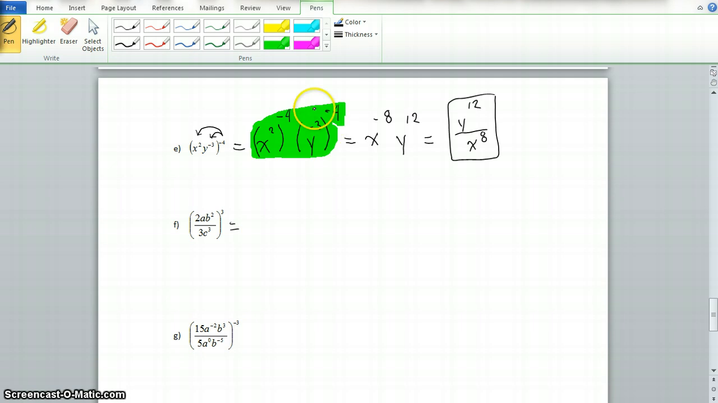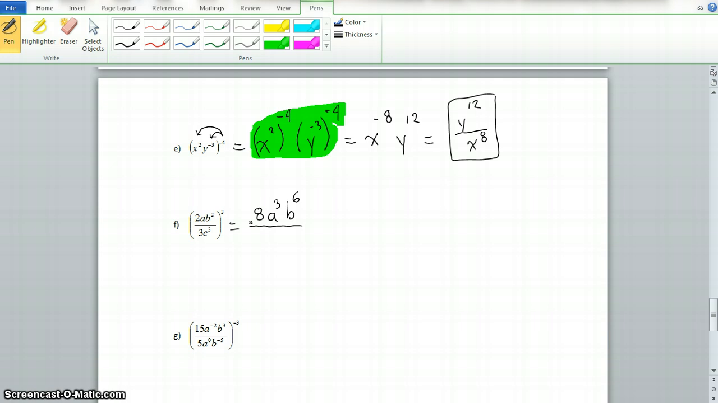So I'm going to skip this first step that I did in the last one, everything in green there. What I'm going to do is take that exponent of 3 and put it inside, raise everything on the inside of these parentheses to the third power. So I'll have 2 to the third, which is 8. I will have a to the third, and I have b squared to the third power. You have to multiply those exponents together. B squared, and the whole thing is raised to the third power. 2 times 3 is 6.